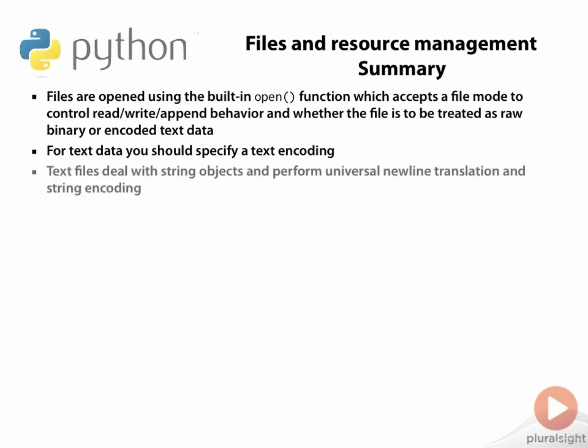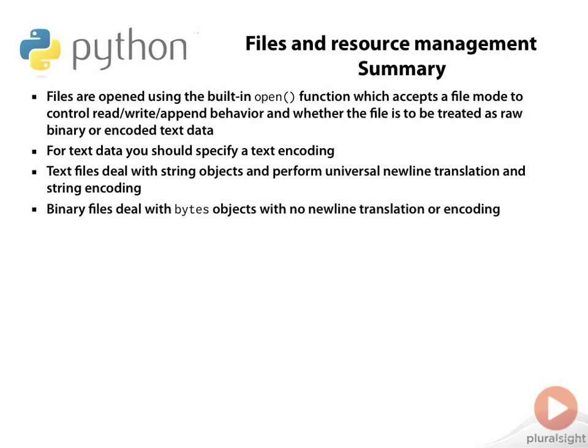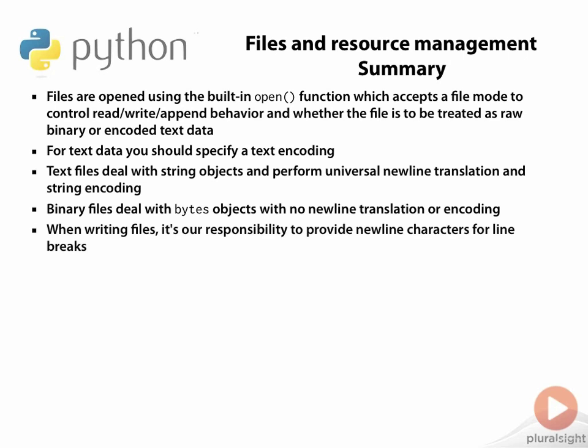Text files differ from binary files by dealing with string objects and performing universal newline translation and string encoding. Binary files deal with bytes objects with no newline translation or encoding. When you write text files, it's up to us to provide newline characters for line breaks. Files should always be closed after use to prevent resource leaks and ensure that all data has been committed to the file system.